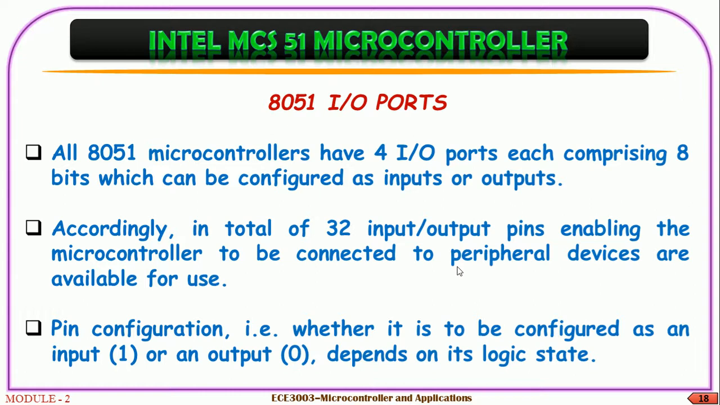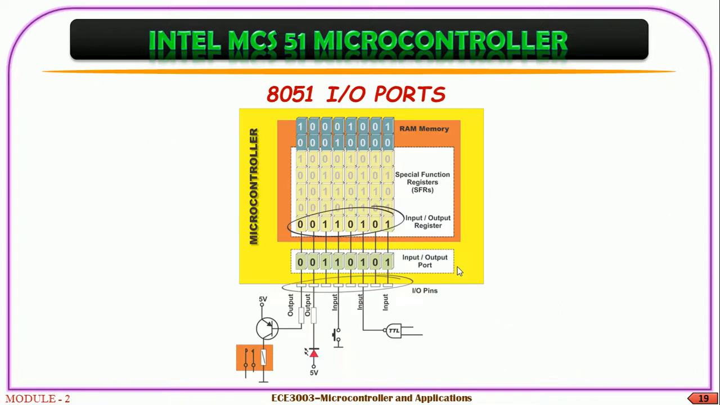A total of 32 input and output pins, to which the microcontroller can connect peripheral devices, are available for use. For pin configuration, if it is to be configured as an input, you set that particular pin as 1, or if output, you set that particular pin as 0, depending on its logic state. This is the port connection.